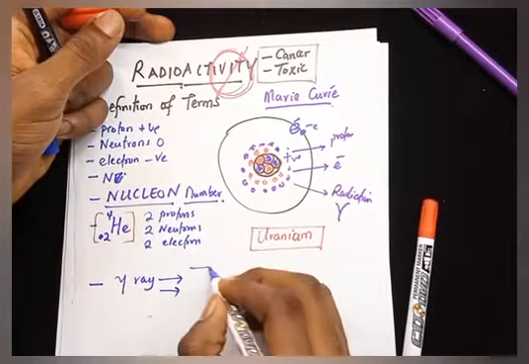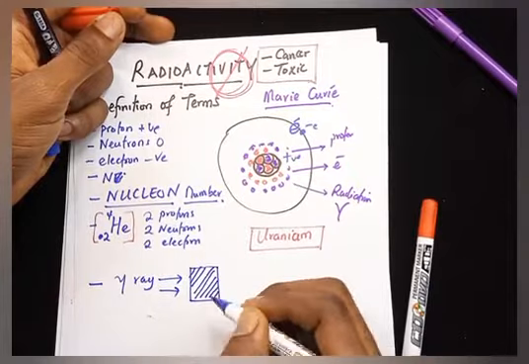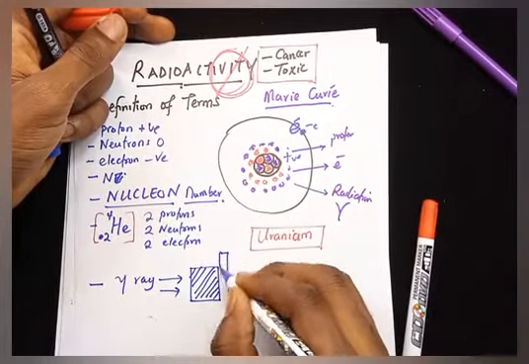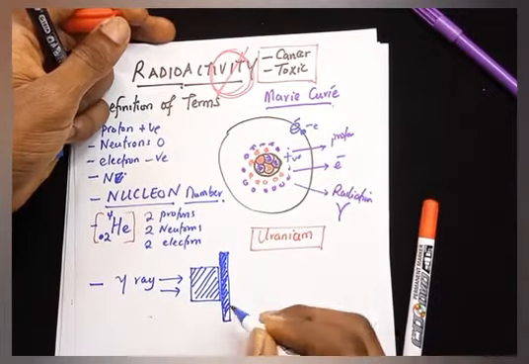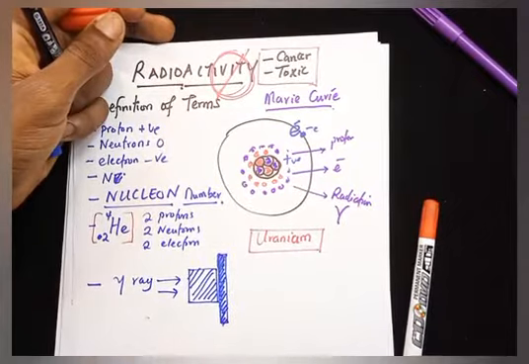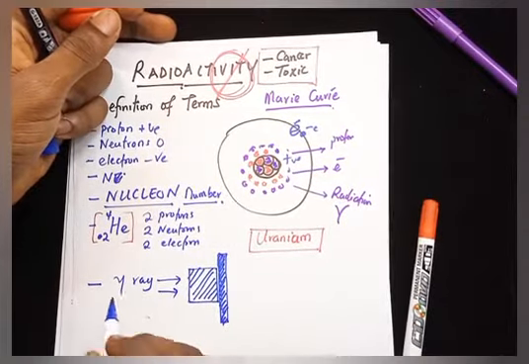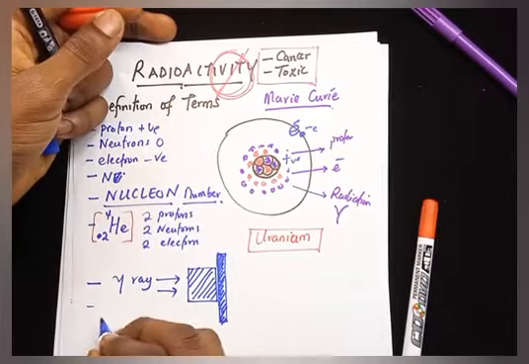The only thing that can stop gamma rays is a block of concrete or lead. And lead is one of the densest metals we have on Earth. So either a block of concrete or a dense coat of lead is what can stop gamma radiation. Other forms in which radiation is given off include beta rays.